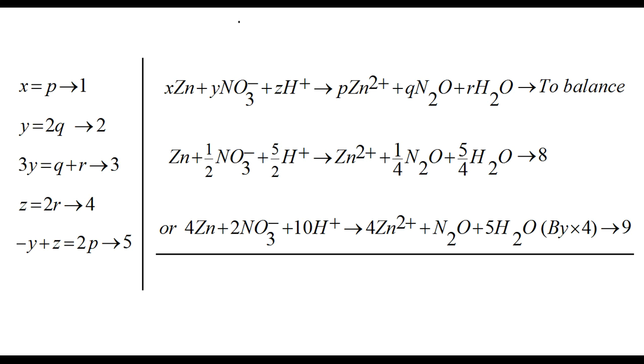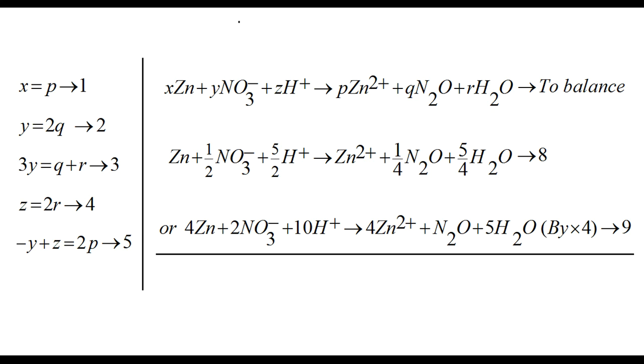So you can see ultimately we get Zn + 1/2 NO3- + 5/2 H+ gives Zn2+ + 1/4 N2O + 5/4 H2O. Now this is our equation 8. Now multiply both sides by 4. So we get 4Zn + 2NO3- + 10H+ gives 4Zn2+ + N2O + 5H2O. So this is our final balanced redox reaction, and we have balanced it only by a mathematical concept.